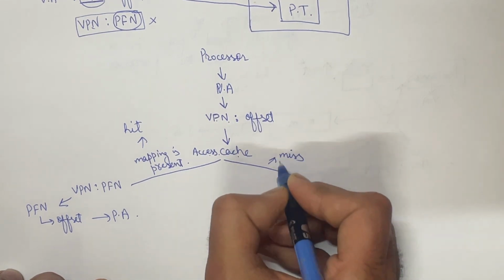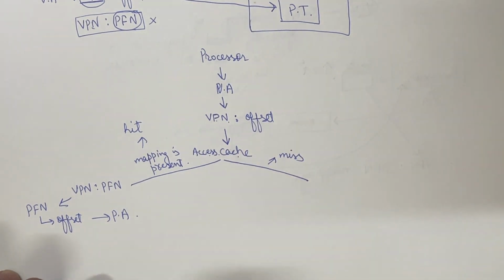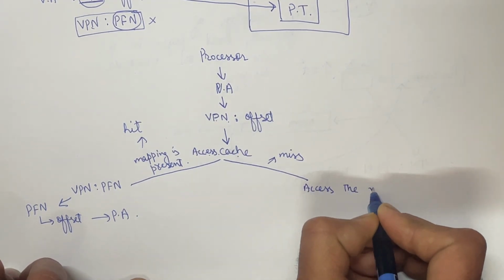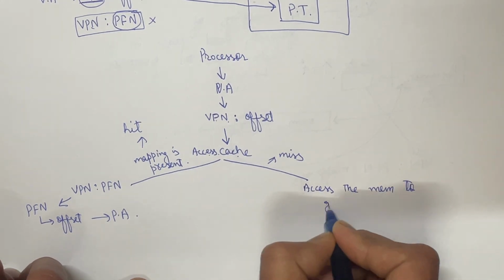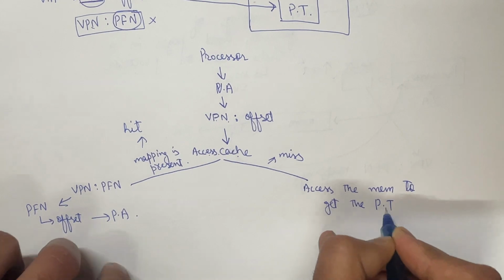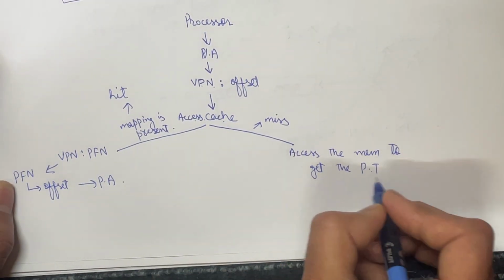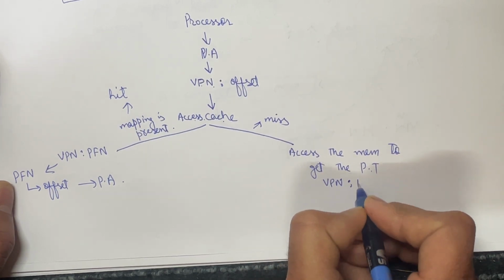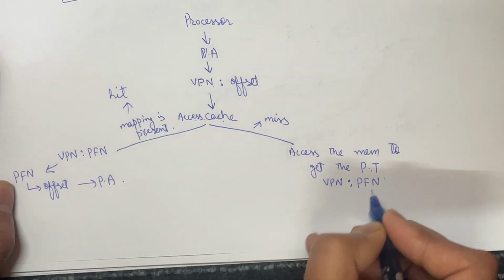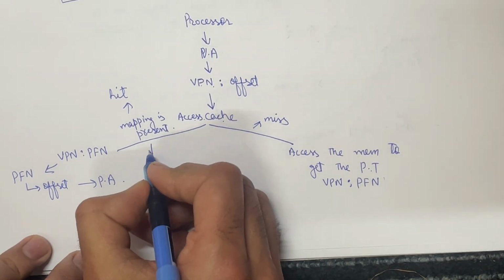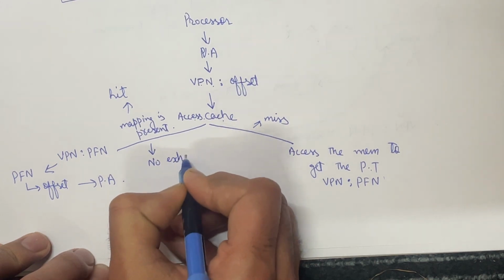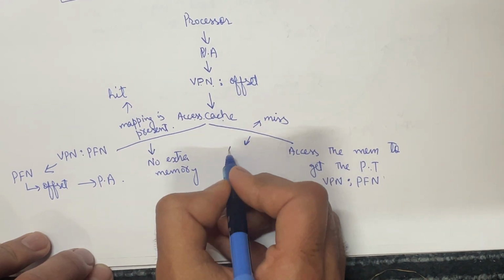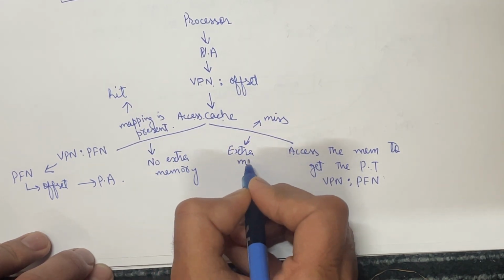A miss means that we are not able to get the intended data into the cache. So in that scenario, we have to access the memory to get the page table. From this page table, we will get the virtual page number to physical frame number mapping. That means we will get the physical frame. In case of a hit, there is no extra memory access. However, in case of a miss, there is an extra memory access.